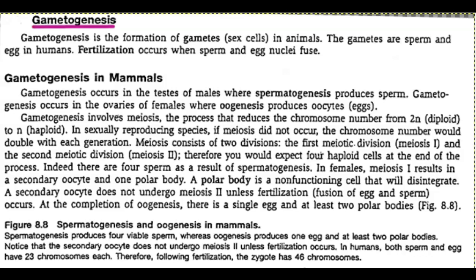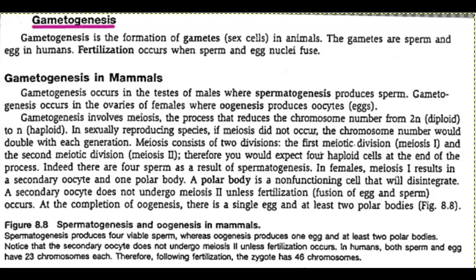Some nutrients. A secondary oocyte does not undergo meiosis 2 unless fertilization, fusion of egg and sperm, occurs. At the completion of oogenesis, there is a single egg and at least 2 polar bodies. Again, there could be 3.